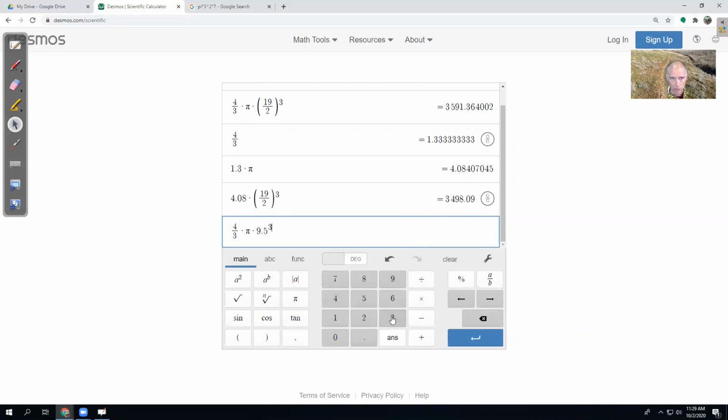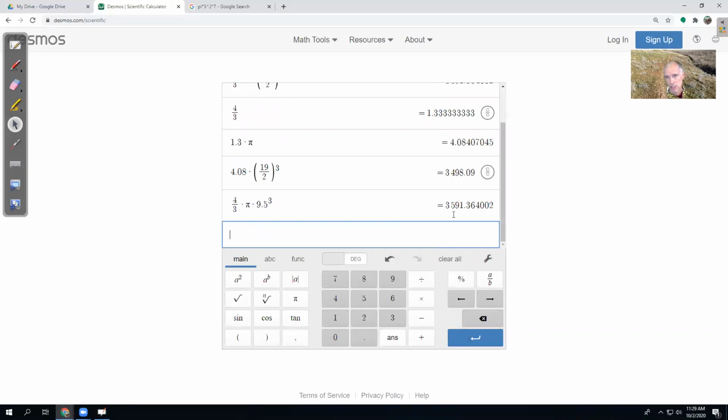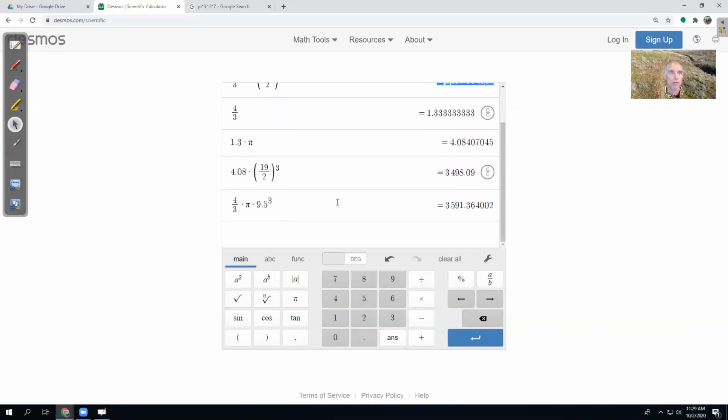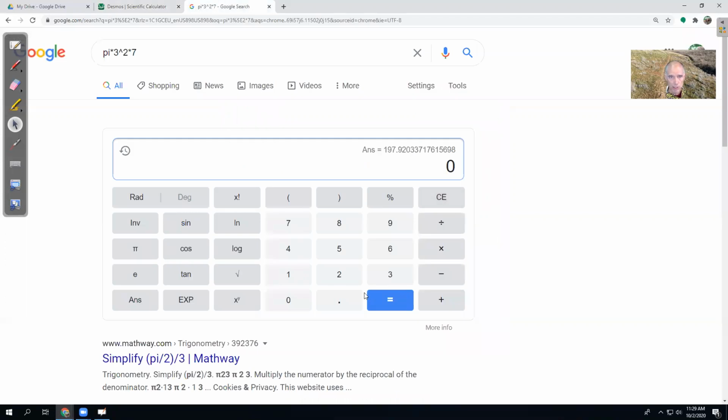Raised to the power 3 and hit enter, and I get the same number I got originally, the 3,591.364-ish. Notice that all the way down to that 6th decimal, that matches the first way I did it up here, okay? But rounding intermediate steps is bad. It throws your answer off. You're compounding your error.